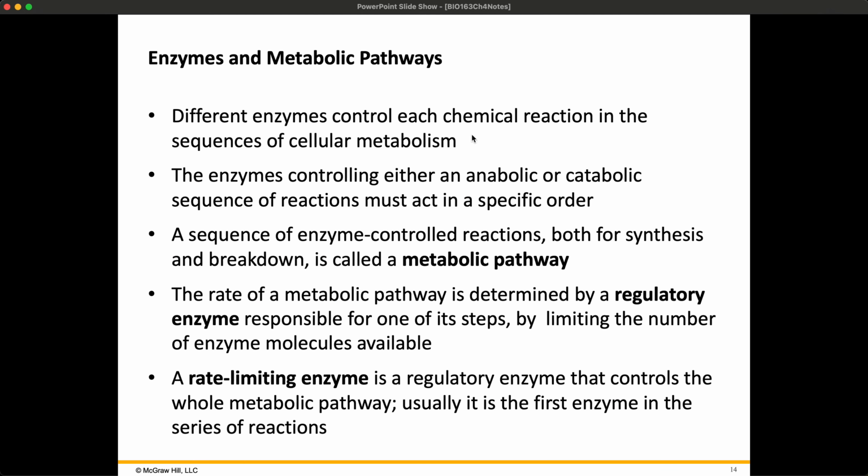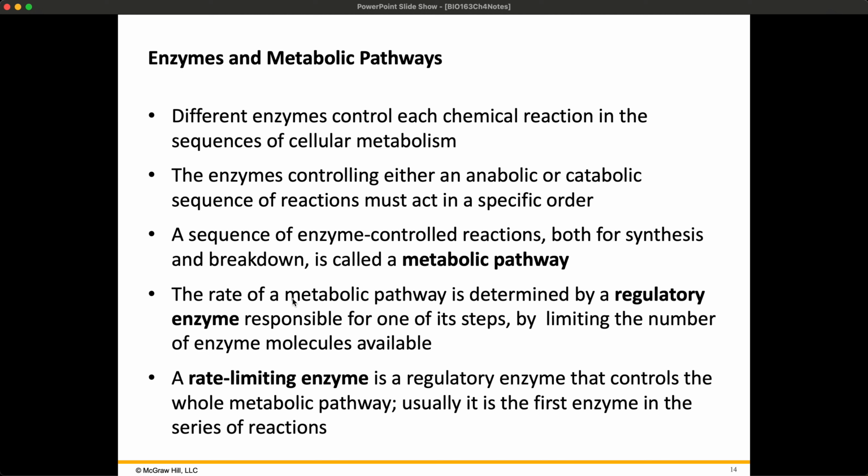So different enzymes control each chemical reaction in that sequence of cellular metabolism, meaning that the product of one enzymatic reaction is going to be the substrate that starts another one. So they're controlling either anabolic or catabolic sequences, and they have to act in a specific order. You have to go 1, 2, 3. You can't go 1, 3, 2. That hopefully just makes sense. That sequence of enzyme-controlled reactions is called a metabolic pathway.